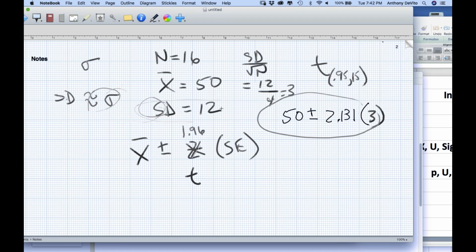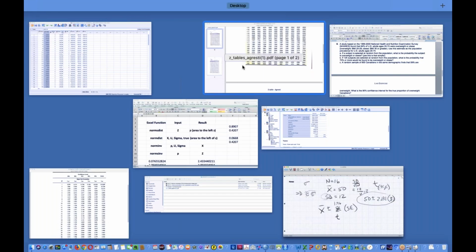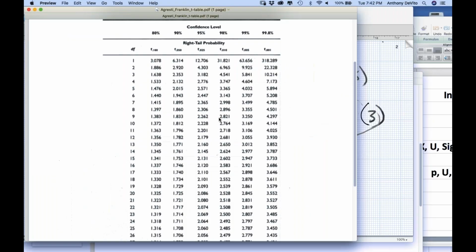I do exactly the same thing, but because I don't know the population standard deviation, I have to use the t-score, which is always going to be a bigger number than 1.96 for a 95% confidence interval. It's always going to be a bigger number than 2.58 for a 99% confidence interval. And what's that number going to be? That number is going to be determined by the t-table, right?